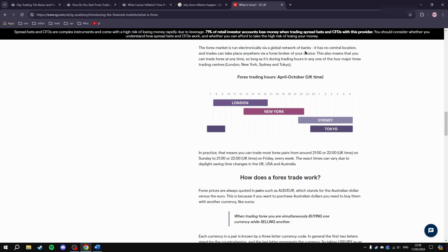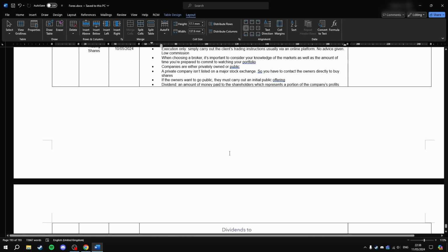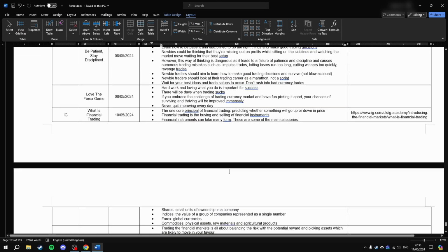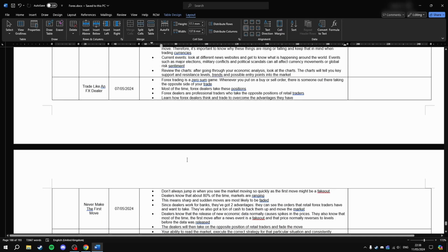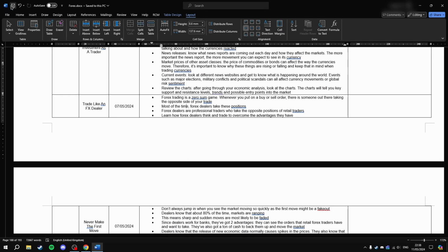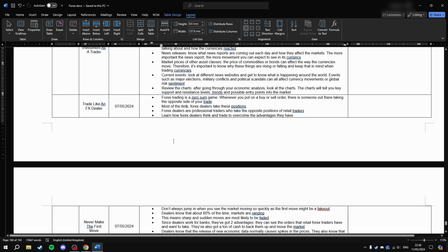Via a global network of banks. Oh, so that's why the banks can see the trades. So where is it? Never make the first move. The Forex dealers, because the market is run electronically via a global network of banks, they run the stuff, so they obviously can see what directions most traders are going for and how much they're putting into trades. Oh right, I see.